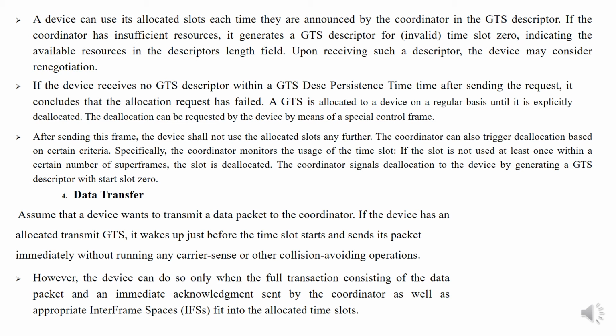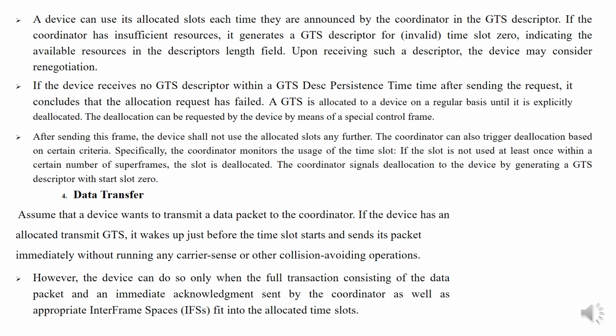Specifically, the coordinator monitors the usage of this time slot. If the slot is not used at least once within a certain number of superframes, the slot is deallocated. The coordinator signals deallocation to the device by generating a GTS descriptor with the start slot 0.